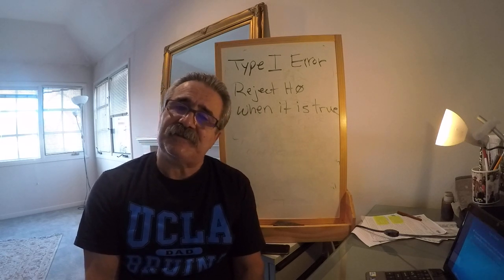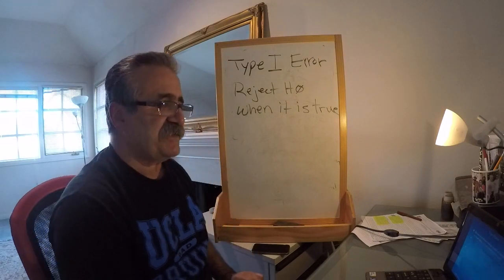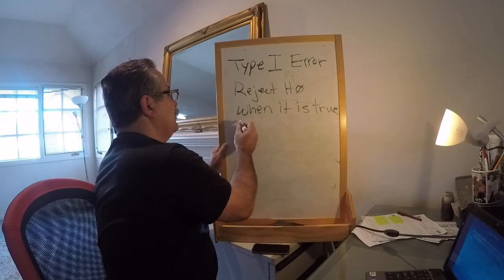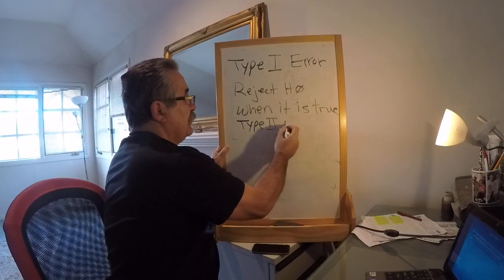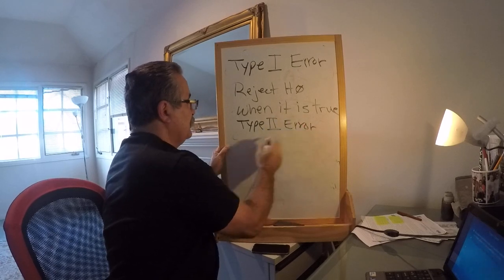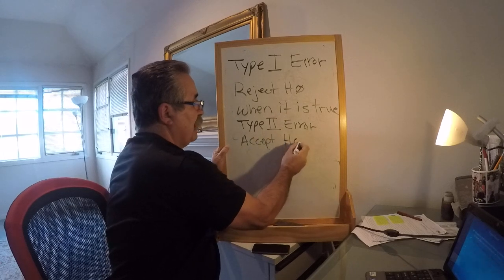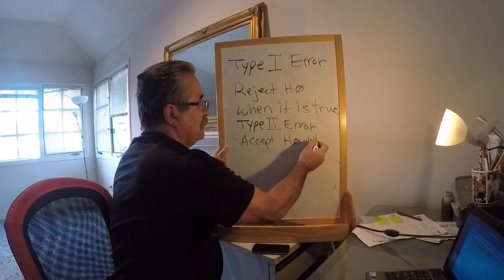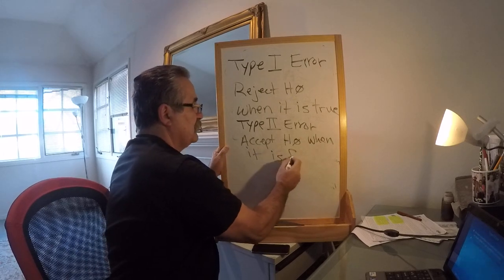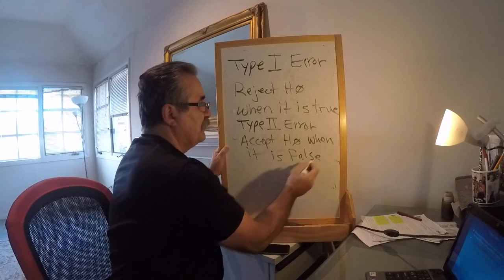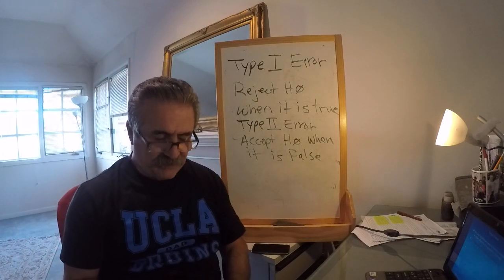Type 2 error is when we accept H0 when it is false. All right? This is called type 2 error.